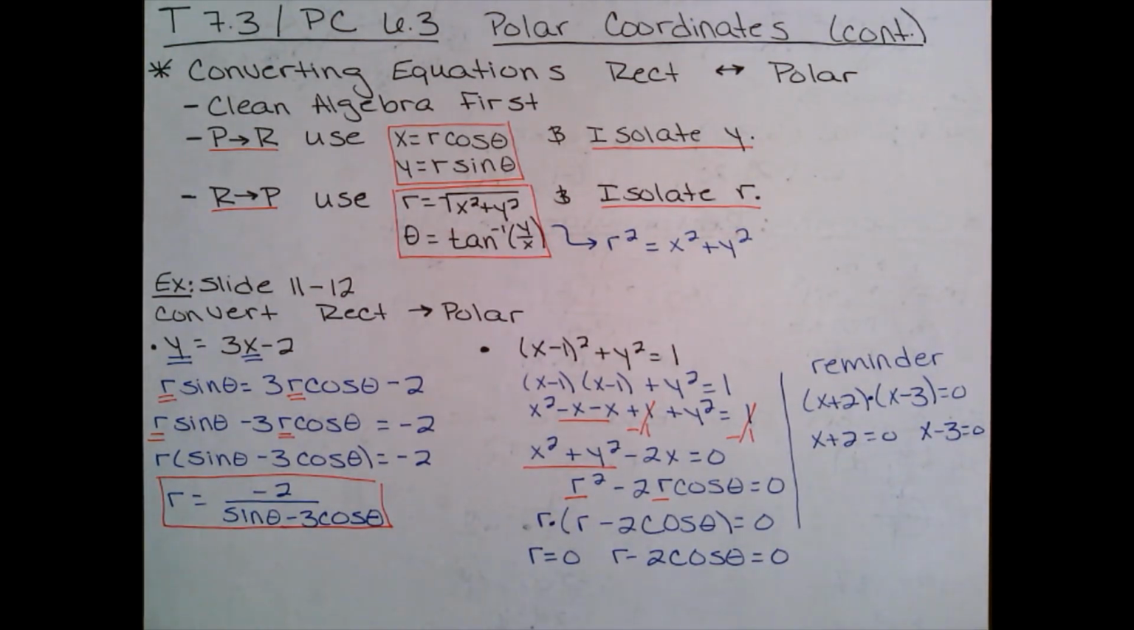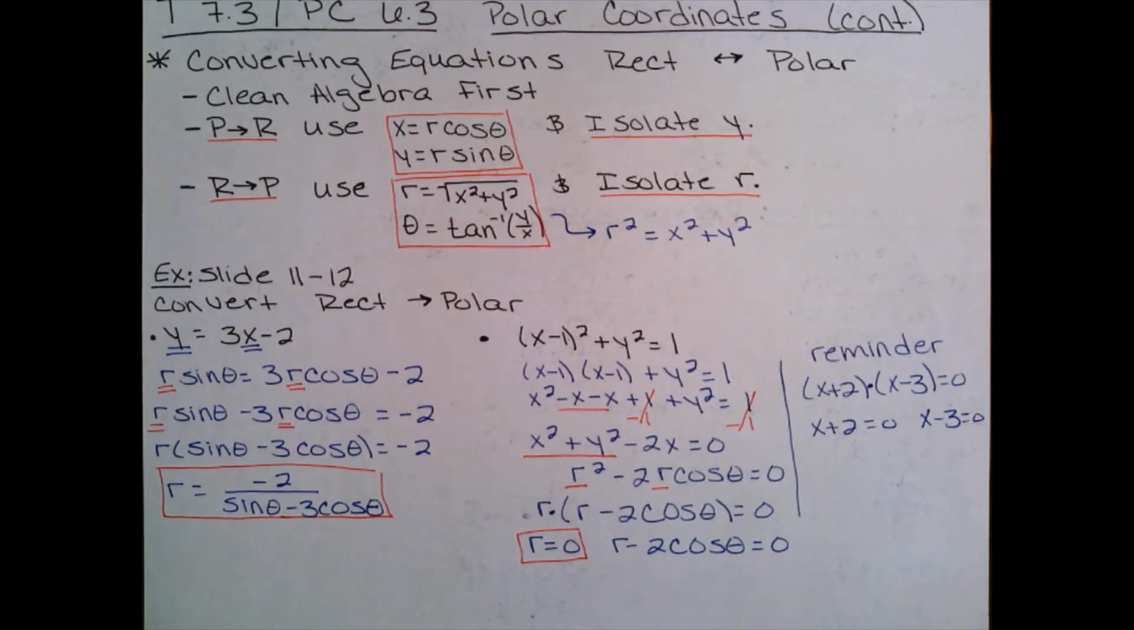So notice I already have this r isolated. Here's one answer. You see here how we would get two different answers. And then on this one, I would just have to move that 2 cosine over. And there's my last r isolated. All right.